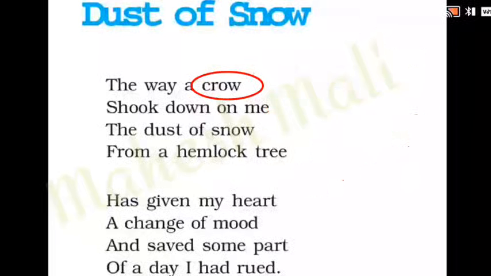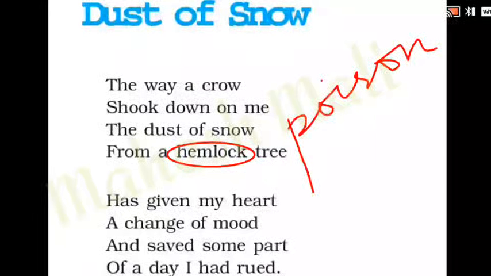Now the second significant thing the poet uses here is hemlock. Now hemlock is a tree. It is a poisonous plant. Not all hemlock trees are poisonous, but some of them are really poisonous. It is said that if we eat a single leaf of this plant, it kills a grown-up adult person within 3 hours. And its appearance is also not very cheerful.